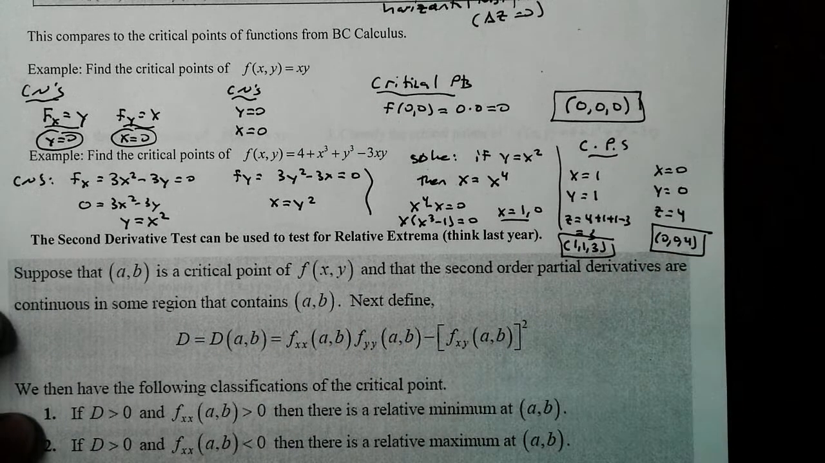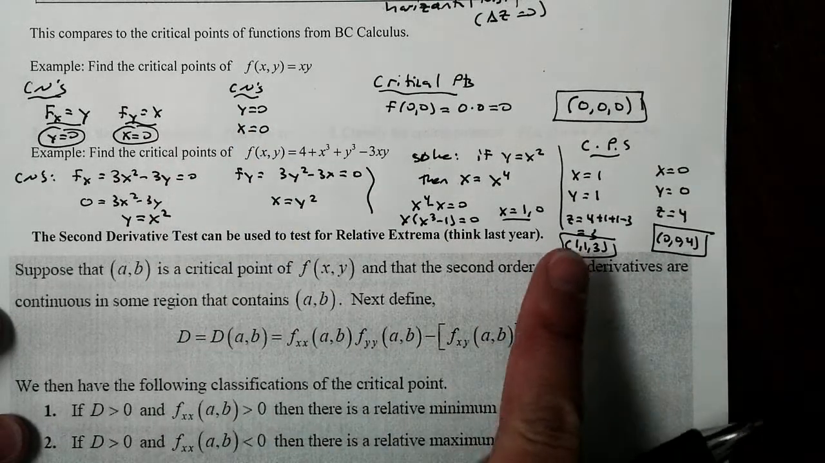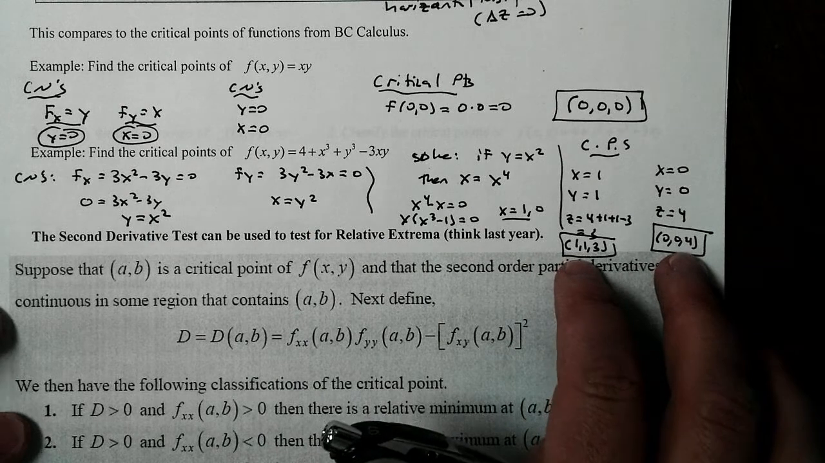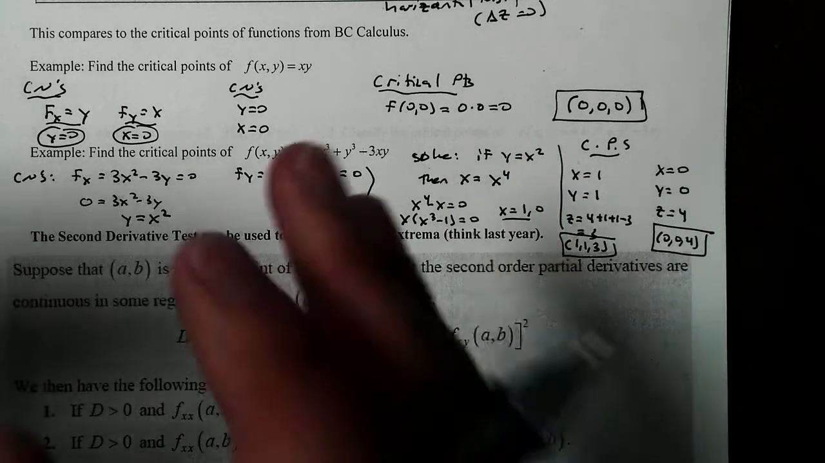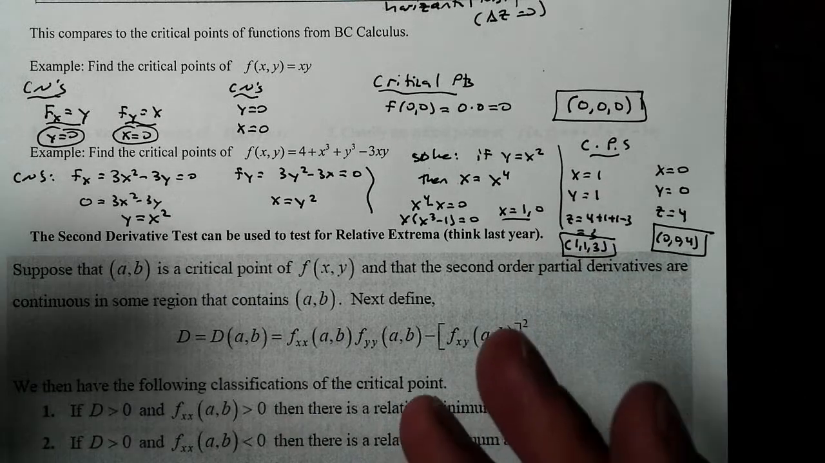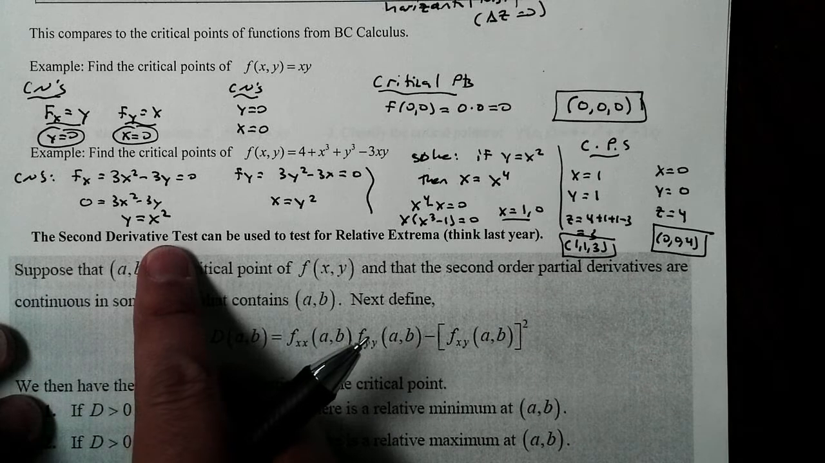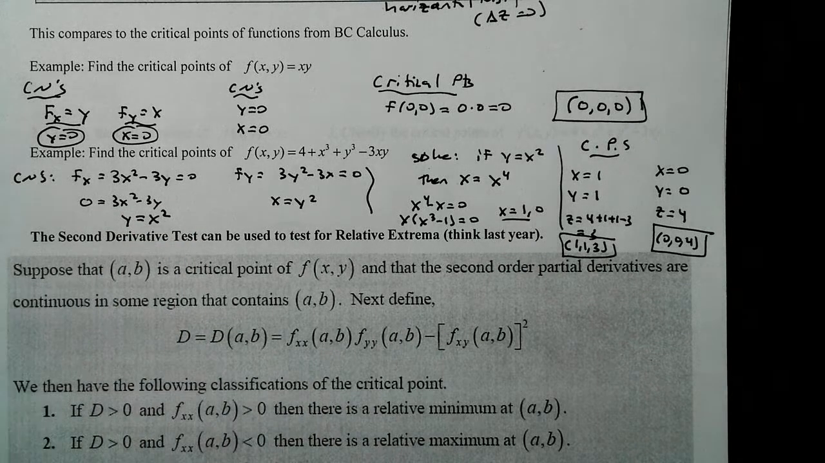All right, I'm going to stop this video right here, but go to video number 2, and we're going to take a look at how we can use these points to determine if we have a relative maximum or minimum. Now, we can't use a normal sign test like we did last year in BC, but remember last year we did have the second derivative test. And we're going to talk about that in video number 2.